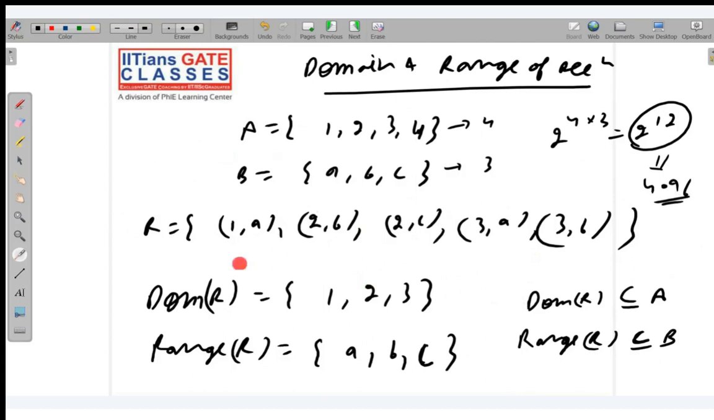First, make the set {1, 2, 3}. Second, make the set, that will be range. So domain is a subset of A, range is a subset of B. That is for sure. Okay, take snapshot. I will jump to the next slide.